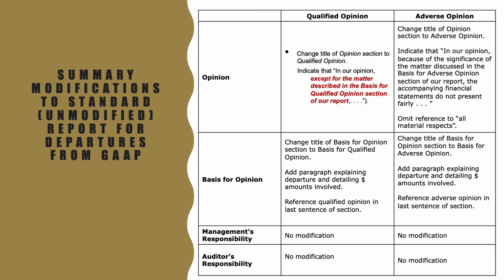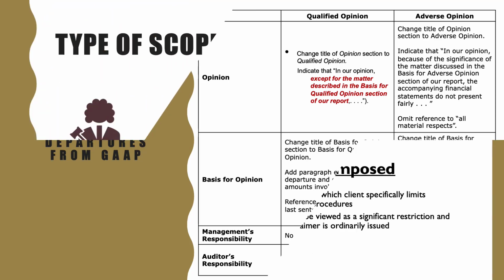When the auditor determines that the issue is material and pervasive, the auditor will issue an adverse opinion. The opinion paragraph changes significantly. Instead of expressing that the financial statements present fairly, the adverse opinion explicitly states that the financial statements do not present fairly. The basis for opinion section will provide details about the specific issues or reasons that led to the adverse opinion. Management's responsibility for the financial statements section and the auditor's responsibility section remain unmodified.